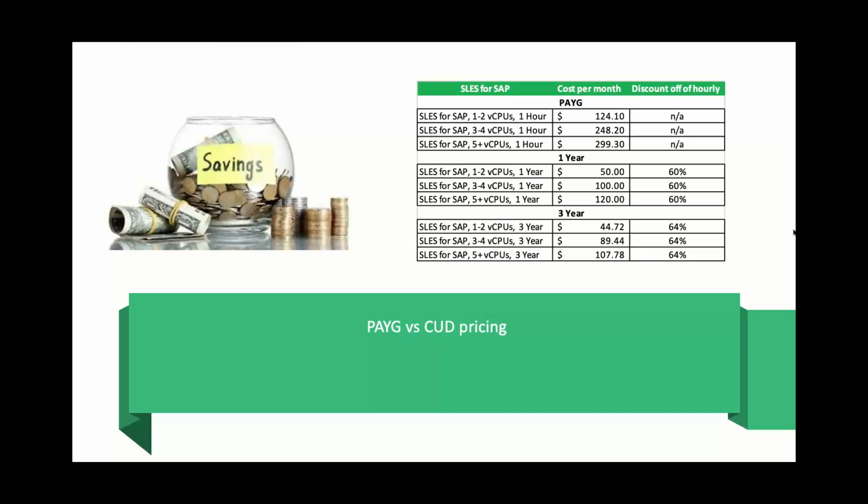I put this one up here just so people had an idea of what it looks like from a pay-as-you-go to a committed use discount, because the percentage off is off of the pay-as-you-go rate, not off of the list rate if you were to buy it from a distributor. So you can see a 1-year committed use discount is 60% off the price of the pay-as-you-go, and a 3-year is 64% off the price of the pay-as-you-go.